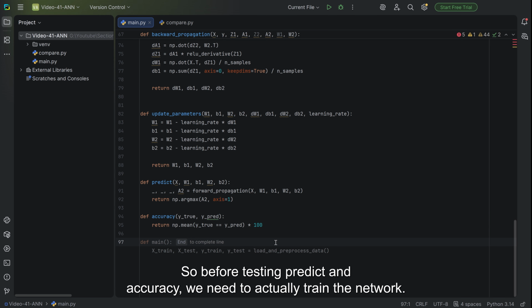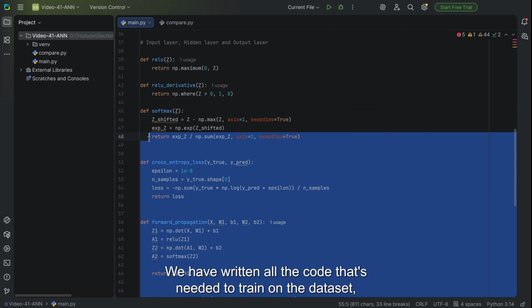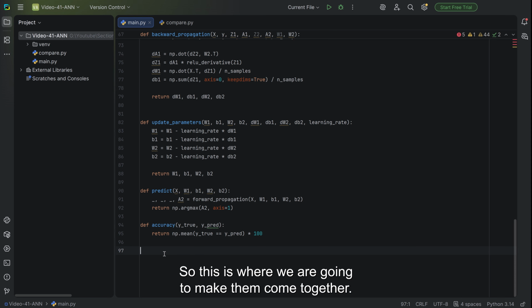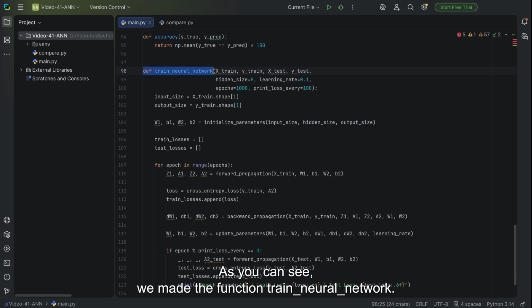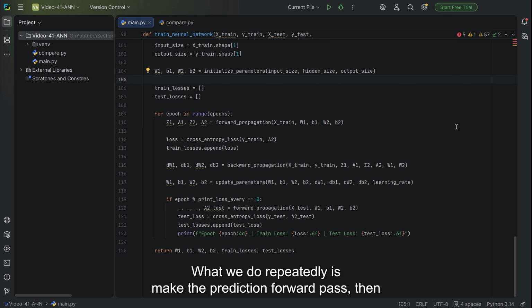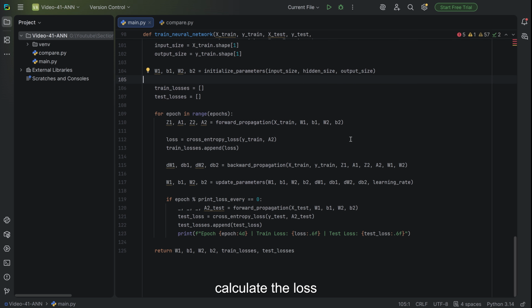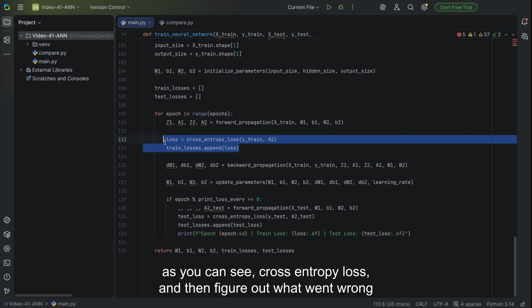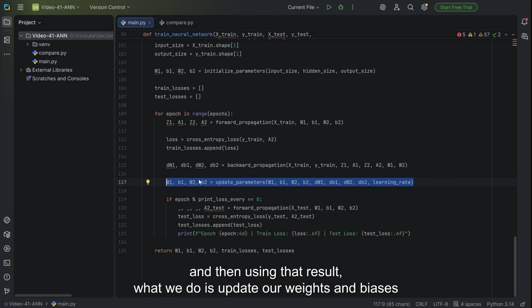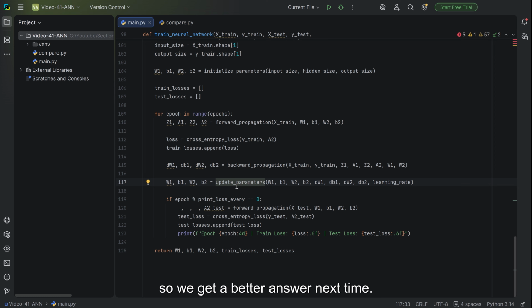So before testing the predict and accuracy, we need to actually train. We have written all the code that is needed to train on the dataset, but we haven't made them come together. So this is where we are going to make them come together. As you can see, we made the function train neural network. This is where the network actually learns. What we do repeatedly is make the prediction, the forward pass, then calculate the loss, as you can see, cross-entropy loss, and then figure out what went wrong, and then use backpropagation to send everything we got wrong back. And then using that result, we update our parameters so we get a better answer next time.